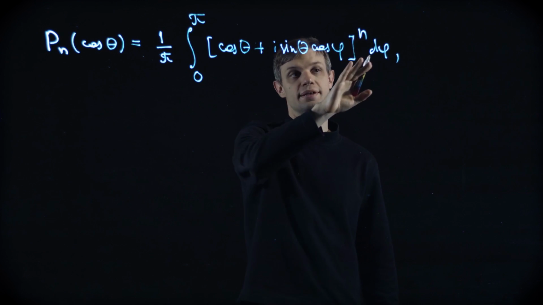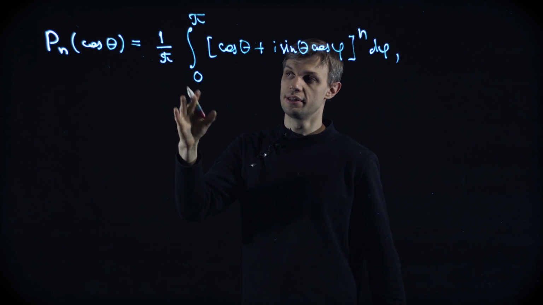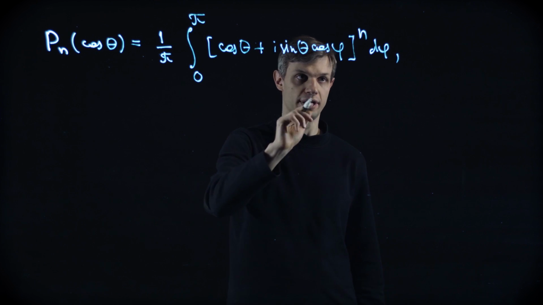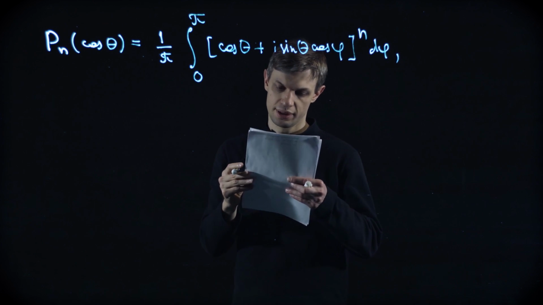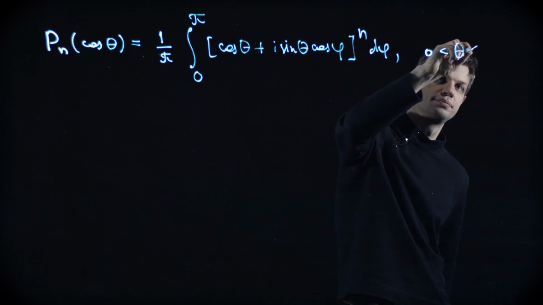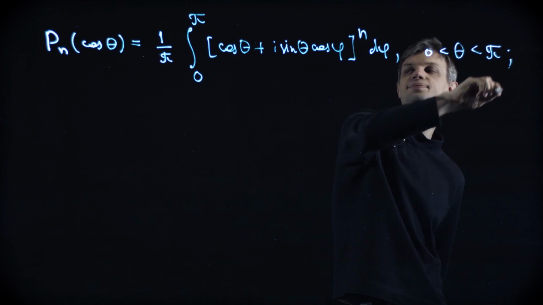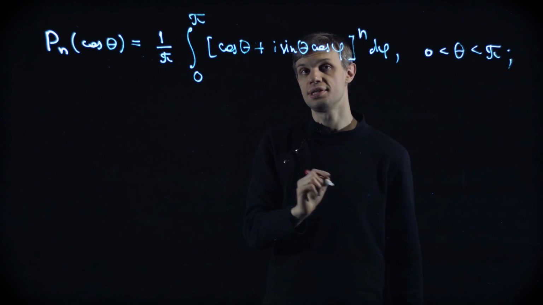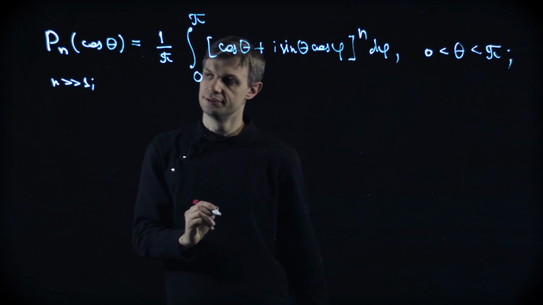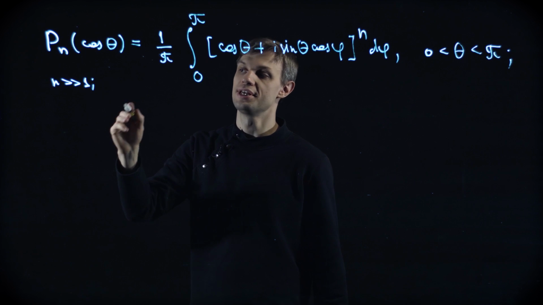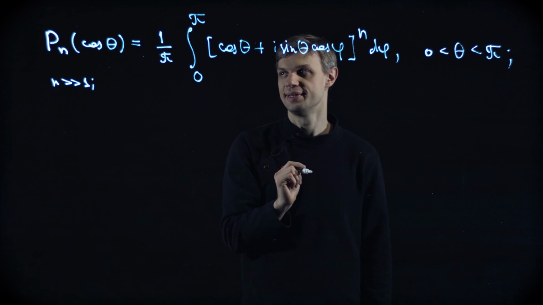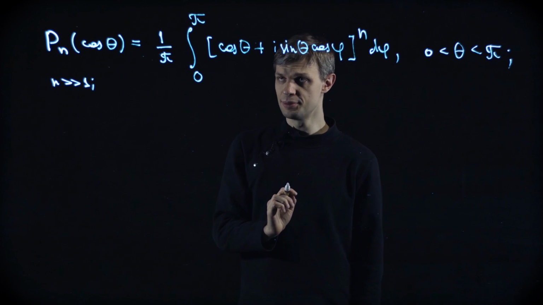So phi is the azimuth angle in the spherical coordinates, and theta is called the polar angle. We integrate over d phi, and theta belongs to the segment from 0 to pi. We are interested in the estimate for large n. In quantum mechanics, this limit corresponds again to the notorious semi-classical approximation. So let's try to compute an asymptotic estimate.